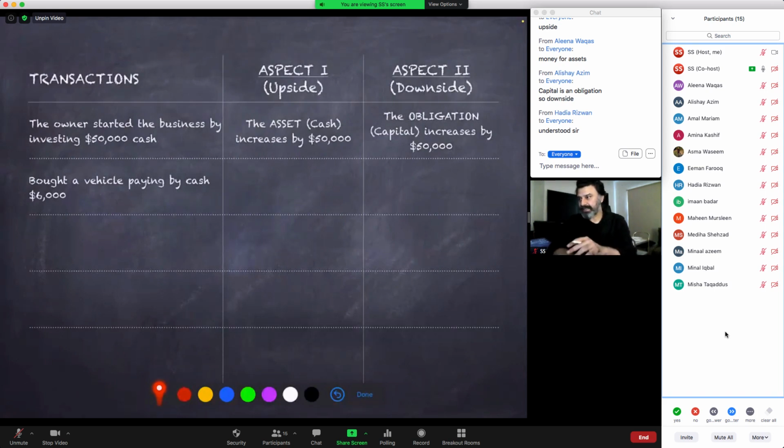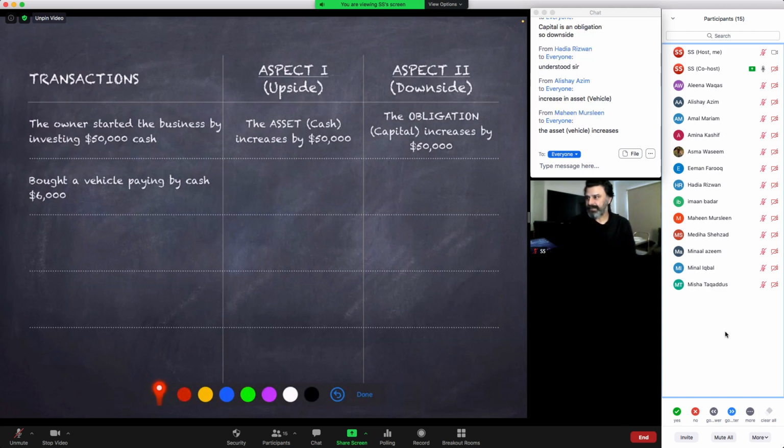You're the business entity. From your perspective, what is the brighter side of the picture here? How would you analyze the brighter side of the picture here? The asset is increasing, vehicle, Alicia Azim. Thank you. Let's wait for others. The vehicle asset is increasing. Maheen, Marceline, thank you. Anyone else?